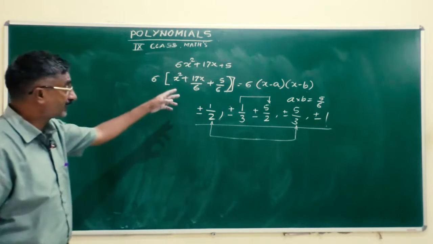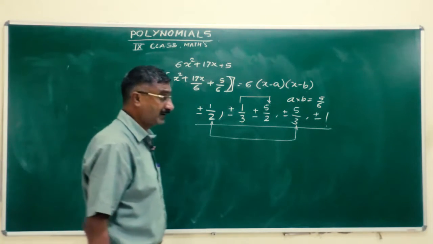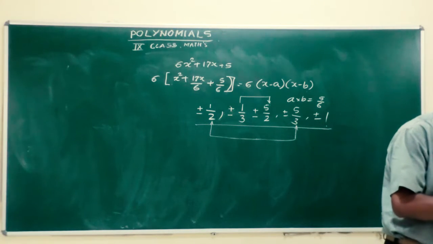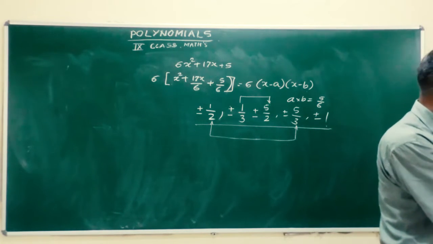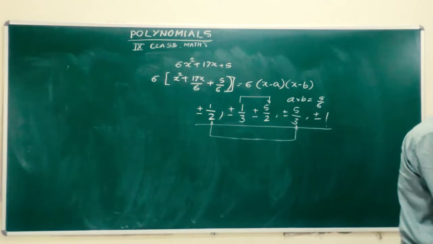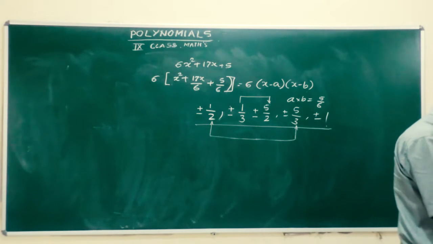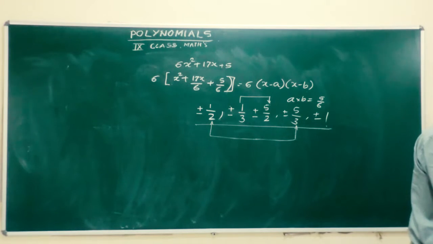But what we need is the summation. The summation must be equal to 17 by 6. So now by substituting the values 1 by 2 or 1 by 3, we can find out the factor. First of all we will substitute the value 1 by 2, which is not equal to 0. Then we will substitute minus 1 by 3, and we get that 1 by 3 becomes the factor.